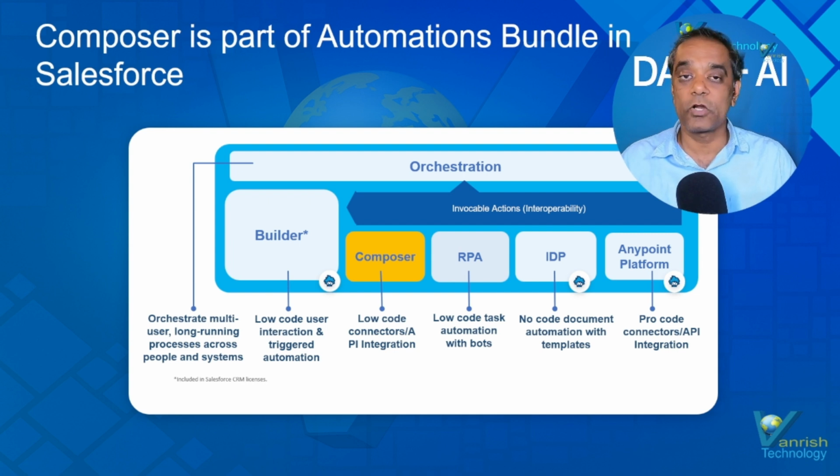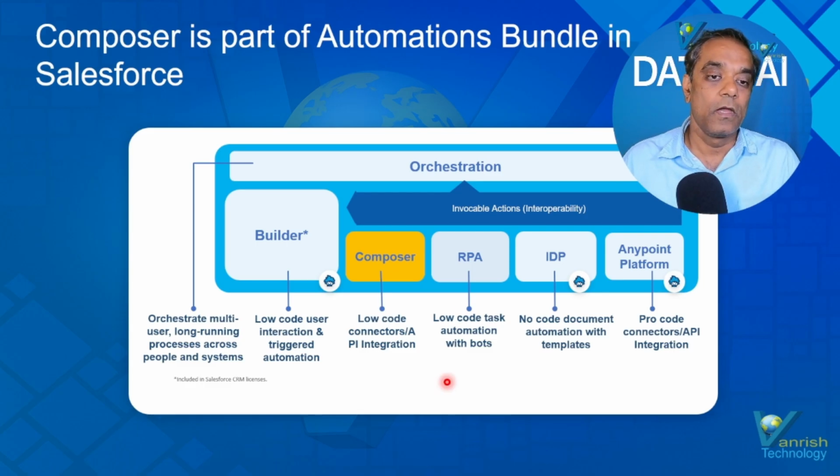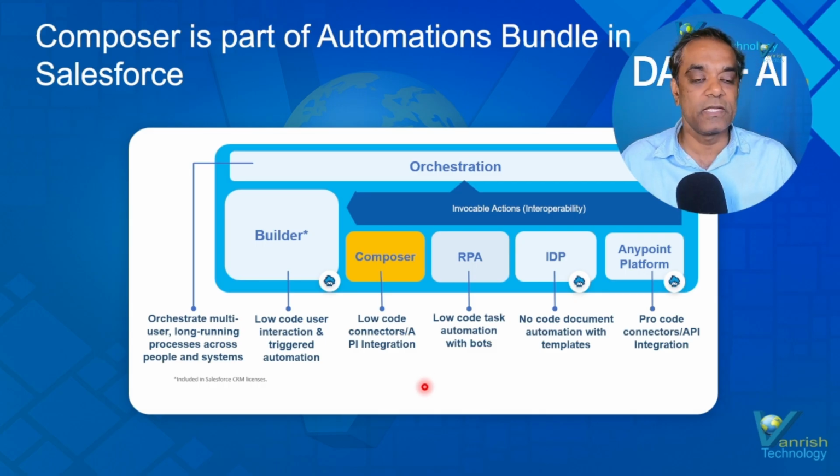Composer is part of the automation bundle in Salesforce. If you notice, on the top layer is Orchestration, for multi-user, long-running processes across people and systems. It is enabled through invocable actions. Flow Builder is low-code user interaction and trigger automation. That is also part of the automation bundle. Composer is also part of it, which allows low-code connections and API integration.